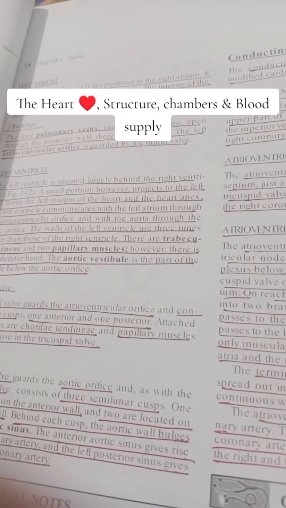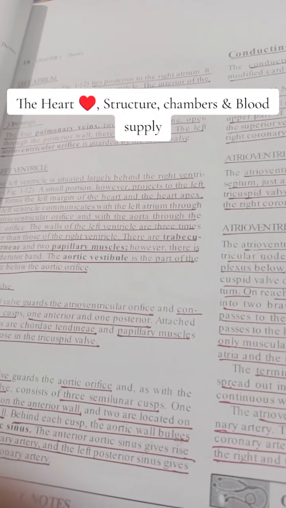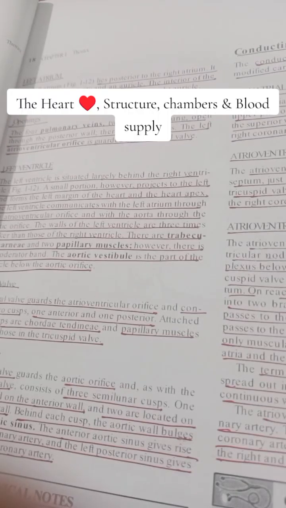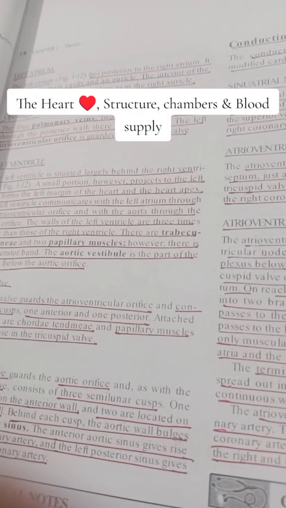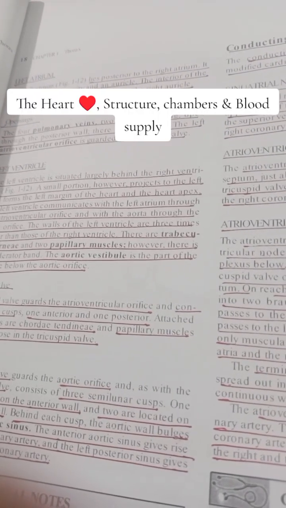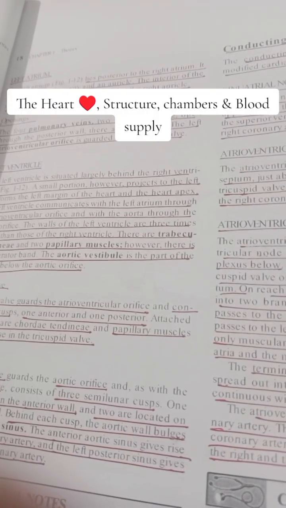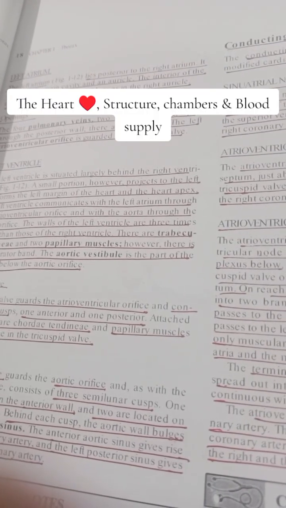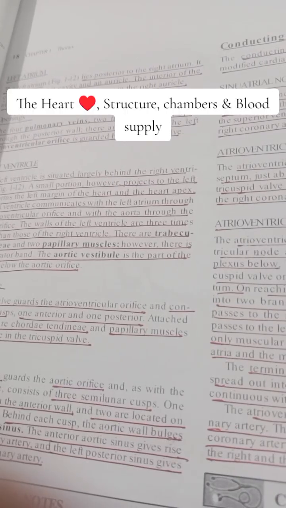The walls of the left ventricle are 3 times thicker than those of the right ventricle. There are trabeculae carneae and two papillary muscles. However, there is no moderator band. The aortic vestibule is the part of the ventricle below the aortic orifice.